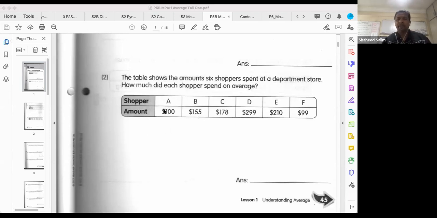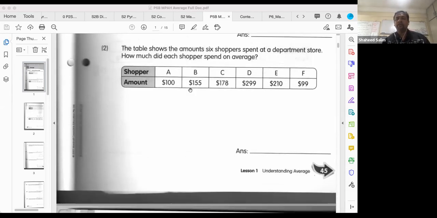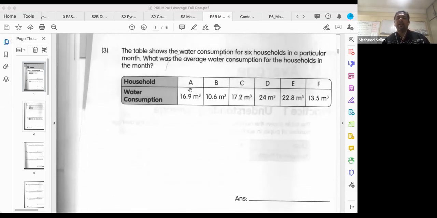Okay, we just add up everything. Akhil, we add up. You get, I forgot how much you get. Then you divide by 6. You get, as Izzat says, $173.50. Okay, you must be able to do it lah. Use your calculator. Wash your face lah. Now, water consumption means what? Consumption comes from the word consume. Consume means to use. How much water did the 6 households use in a month?